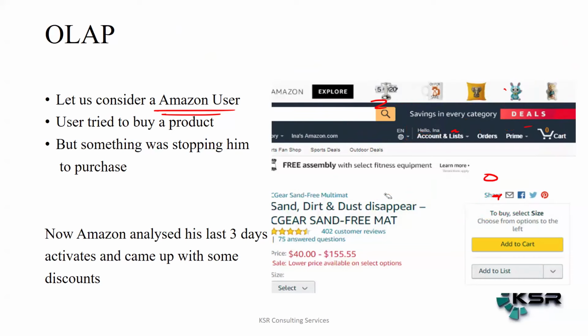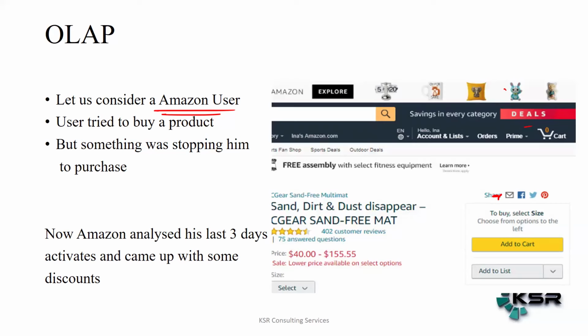The minute you browse it, the next minute they're not going to give the offers. They are going to wait for 3-4 days. They're going to monitor your activities. How many times has he logged into my portal? How many times has he logged in from his mobile? How many times has he browsed it? Is he looking for any accessories? Is he looking for a charger? Is he looking for a case?